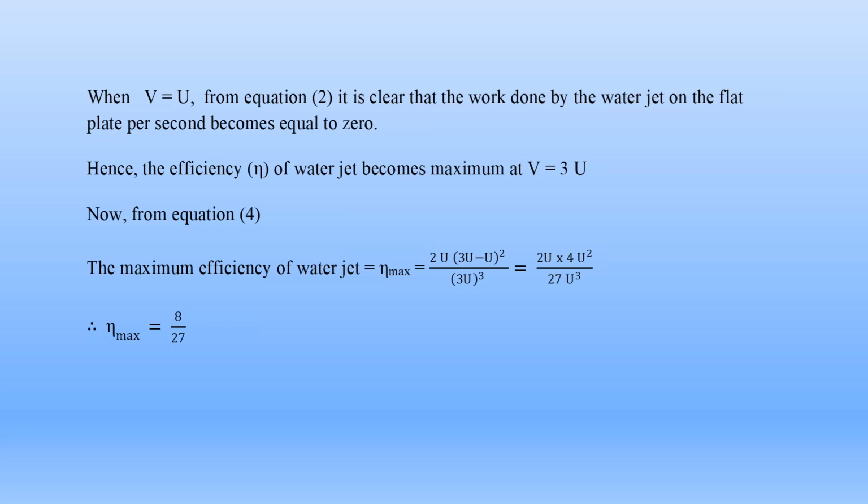Okay, coming to the next condition. In the next condition, we are going to discuss the impact of water jet on the moving inclined flat plate. In the first condition, it is the moving vertical flat plate. In condition 2, the second condition, it is the moving inclined flat plate in the direction of the water jet. So we are going to discuss the impact of the horizontal water jet on the inclined moving flat plate.